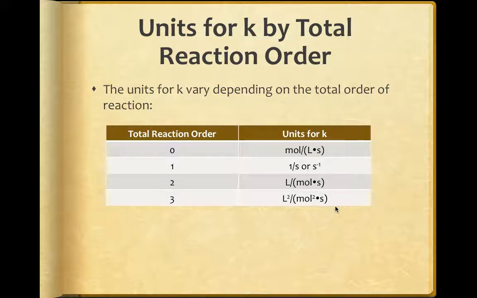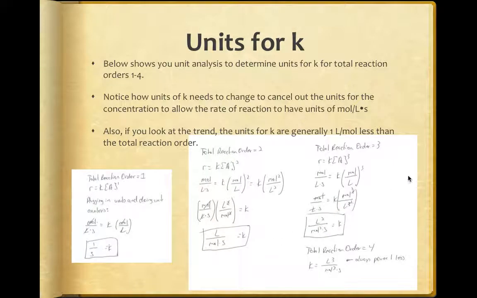And I just want to specify again why we need to do this. As we're going through, the units for K are always going to change because we need to make sure that the units for rate are always moles per liter second. As we have different exponents, and because the units for concentration are moles per liter, we need to be able to cancel that out. By having different units for K, that allows us to have units for rate of moles per liter second.